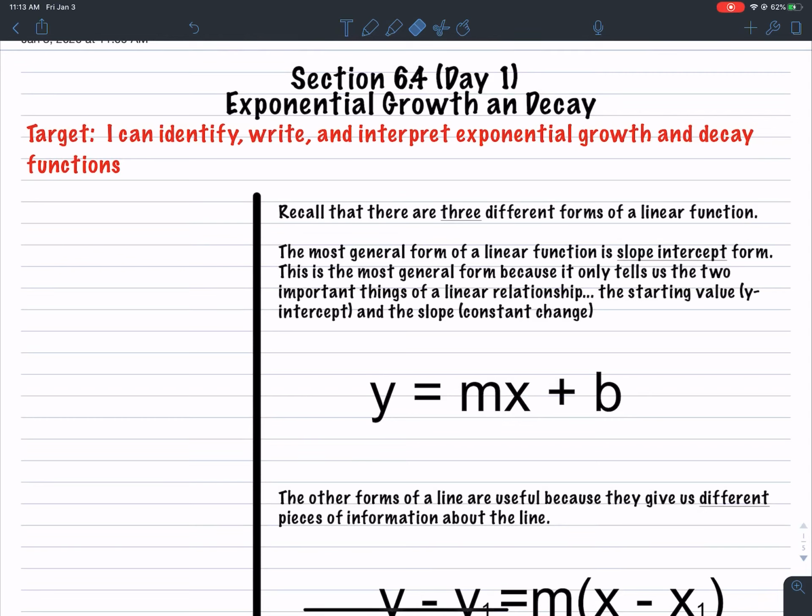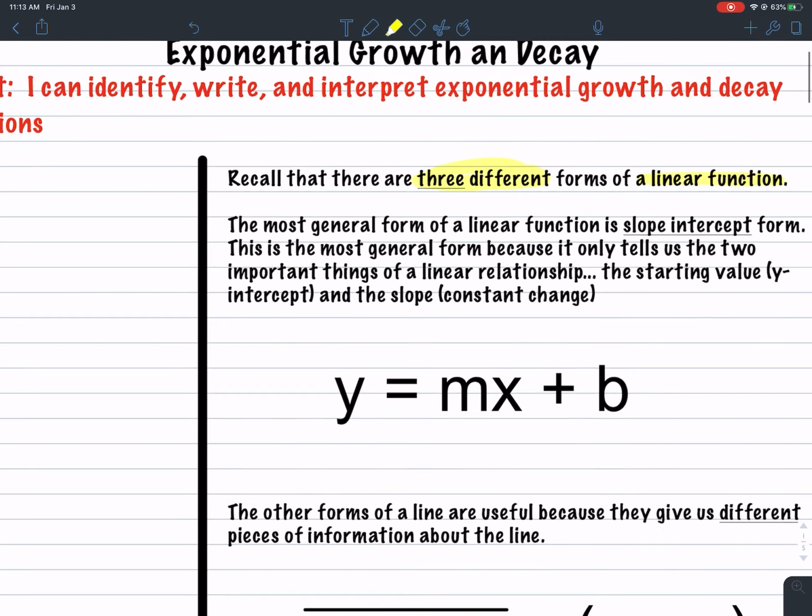Today's notes, we're going to cover section 6.4, the first day of it, which is going to cover exponential growth and decay. Now, as background information, we know that when we're dealing with linear functions, there's multiple ways, and we learned three in our course, three different ways that we could write a linear function.